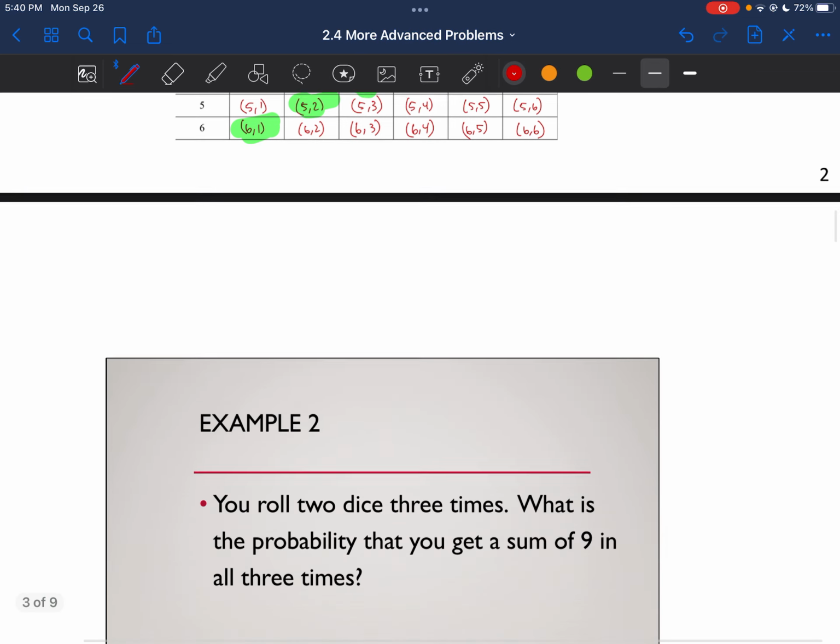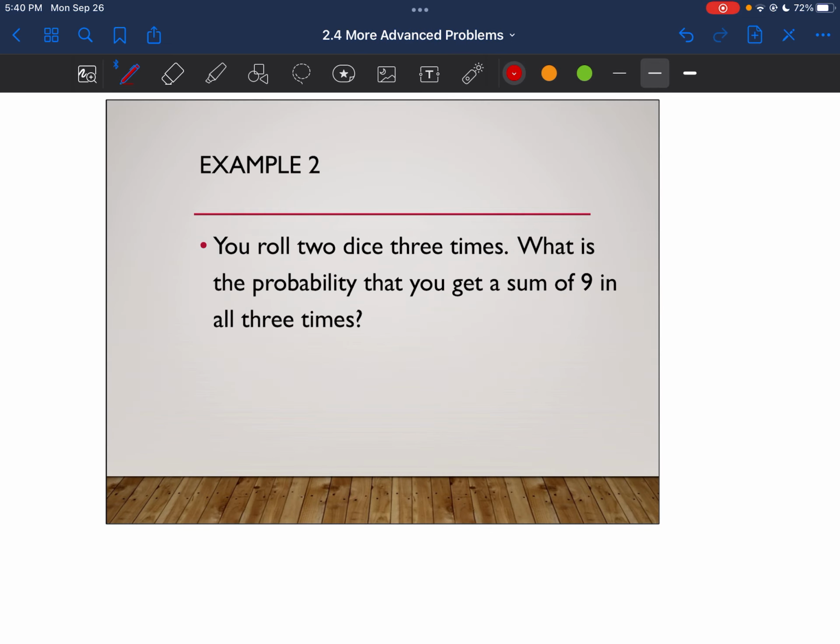All right, moving on to the next one. Now we have 2 dice again, but now we are looking for the probability that we get a sum of 9 in all 3 rolls. So we want to get a sum of 9 all 3 times.